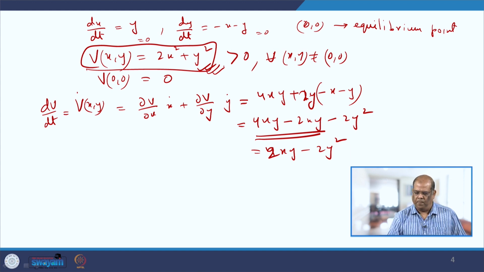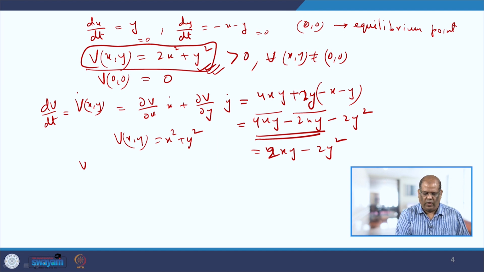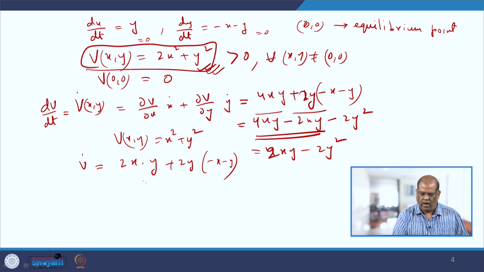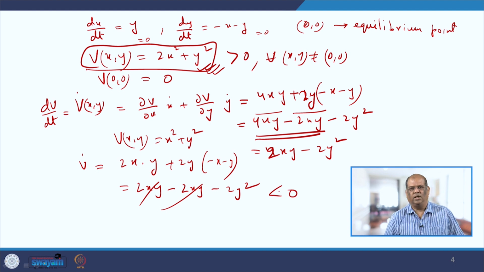Now, to make these two terms cancel each other, if I just take V(x,y) equal to x square plus y square, then you see that here your V dot will be 2x into x dot plus 2y into minus x minus y, and this cancels and this becomes less than 0.